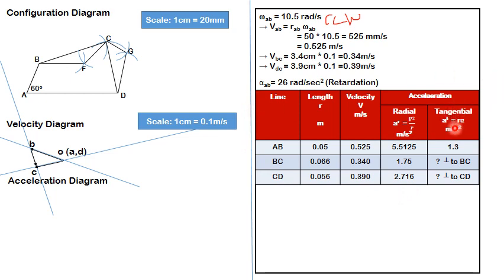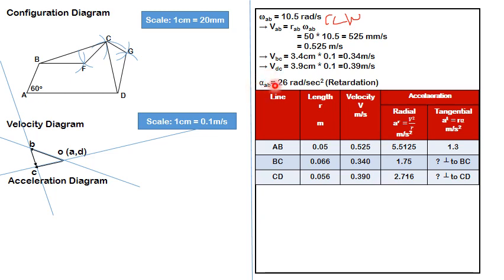Now, the tangential component of acceleration AT is given as r into alpha. For AB, I have alpha as 26 radians per second square and its length is 0.05. So 0.05 into 26 gives me 1.3 meter per second square. That's what I have calculated. But for BC and CD, I cannot calculate those values. Why? I don't have alpha BC and alpha CD. Perhaps those are the values which I need to determine.